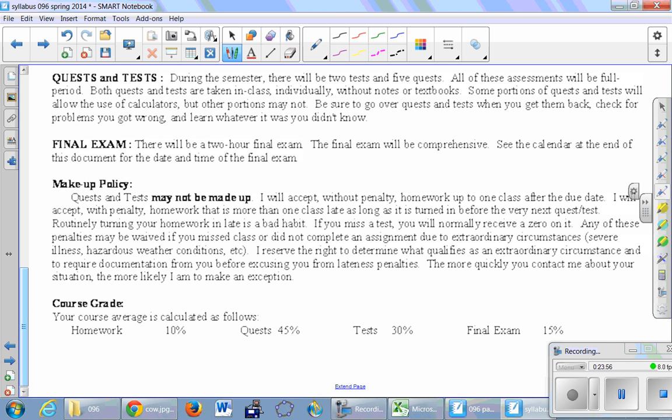Questions on any of this? Yes? Do you have a certain amount of days? Good question. So officially, attendance is not listed here.